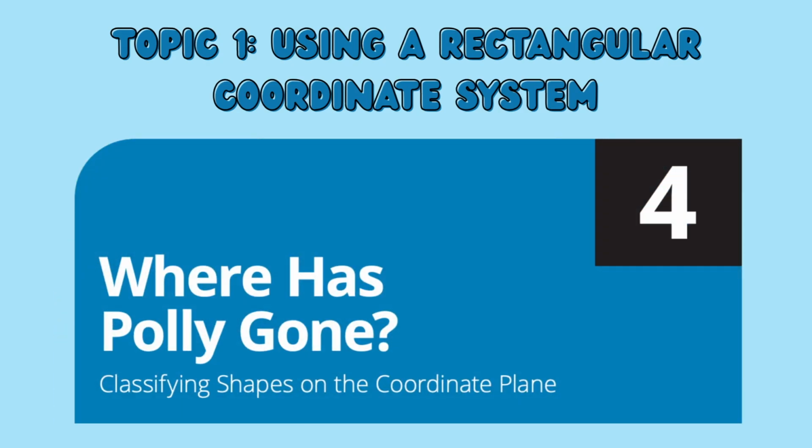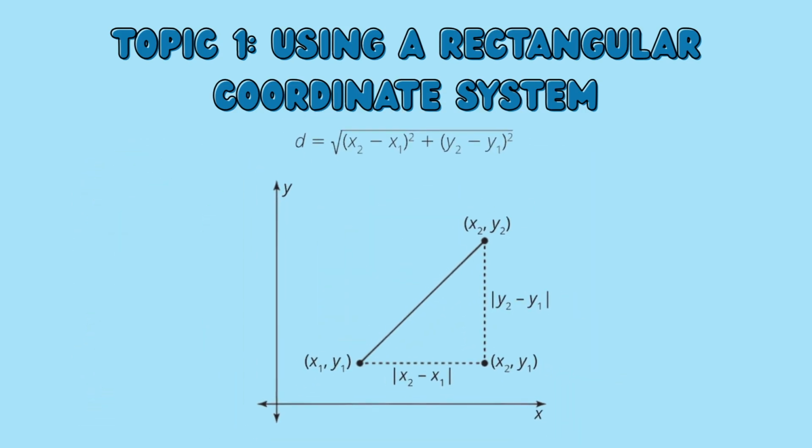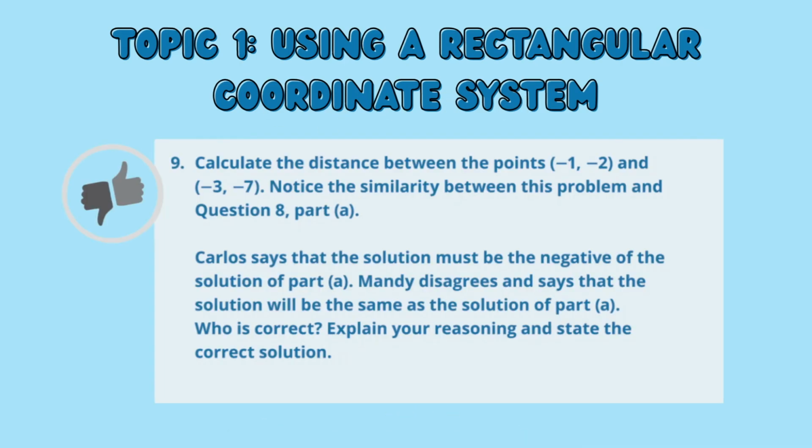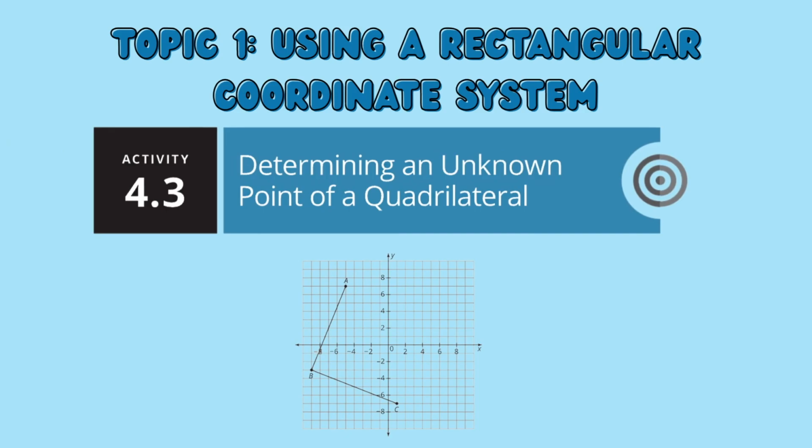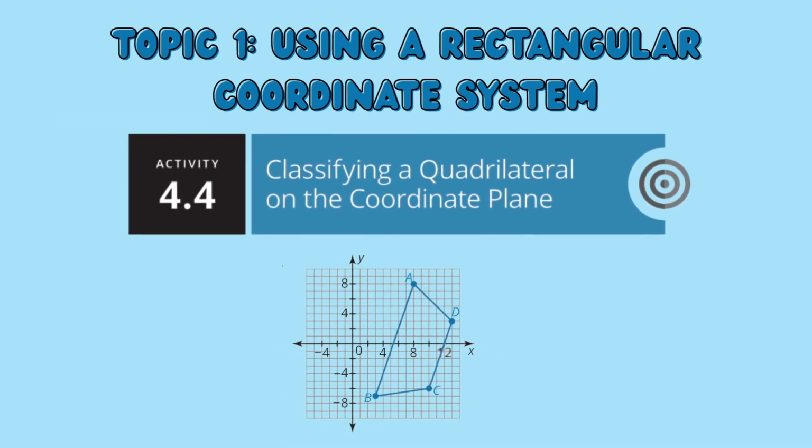Lesson 4, Where has Polly gone? Classifying shapes on the coordinate plane. In this lesson, we will explore the distance formula using the Pythagorean theorem. Students will apply that distance formula to points on the coordinate plane. They will then classify triangles given the location of vertices on the coordinate plane. Once students know how to find vertices on the coordinate plane, they will determine coordinates of a 4th vertex. Finally, they will classify quadrilaterals given the locations of its 4 vertices on the coordinate plane.